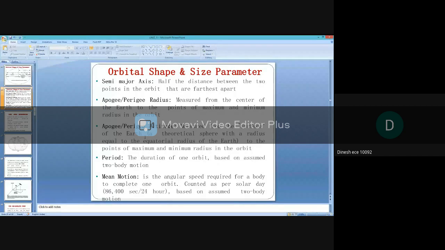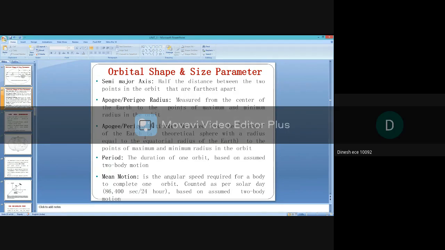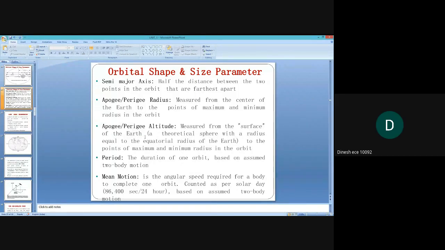Mean motion is the angular speed required for a body to complete one orbit, counted as per solar day, which is 86,400 seconds. So 86,400 is your mean motion based on a two-body motion, which is approximately equal to 24 hours. So when you take 24 hours per day, it is 86,400 seconds. You can calculate.